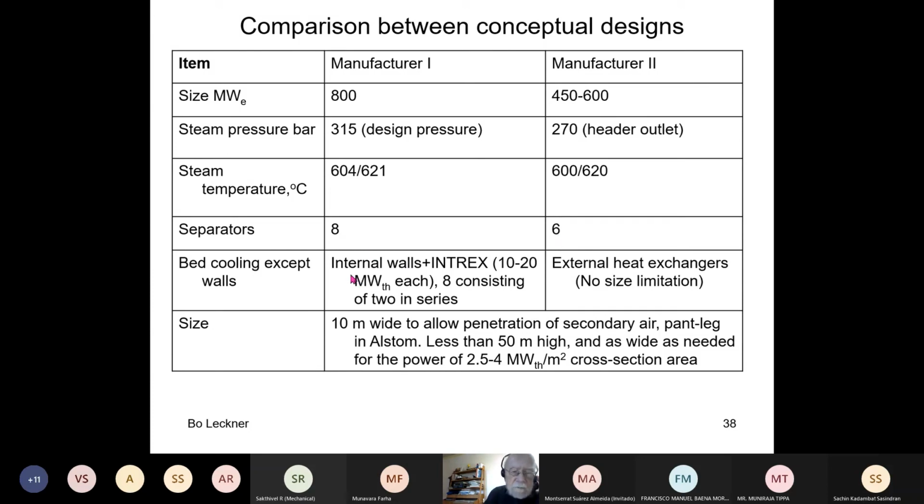And in fact, this was Foster Wheeler, so they had this Intrex with 10 to 20 megawatt each, and then they could have 8 such devices with 2 in series. This was what I showed you on the previous figure. Whereas here they don't give any information from the boiler manufacturer.